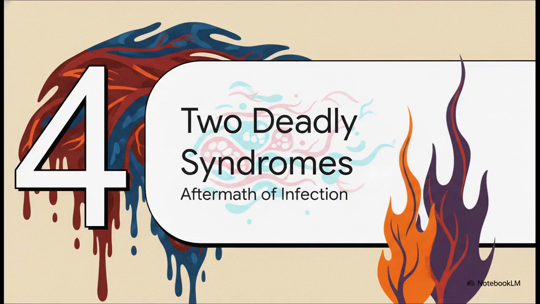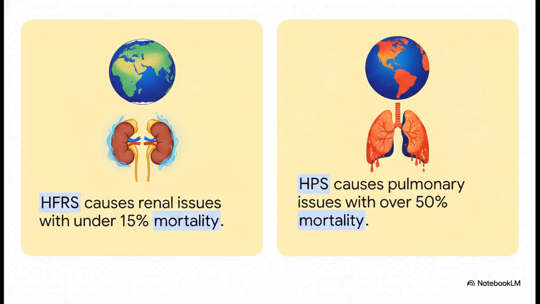Which brings us to Section 4. 2 deadly syndromes, the aftermath of infection. The medical notes lay out a very stark geographical divide in how this leakage affects us. In the Old World, meaning places across Asia and Europe, patients usually develop HFRS, or hemorrhagic fever with renal syndrome. Basically, the vascular leakage targets the kidneys. It's bad, but the mortality rate is generally less than 15%.